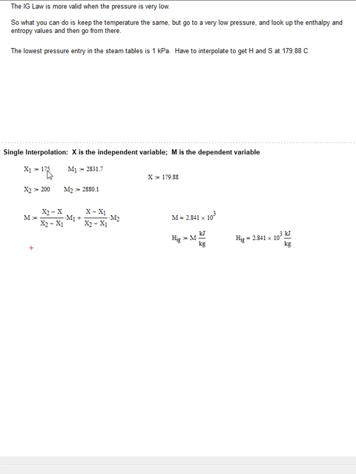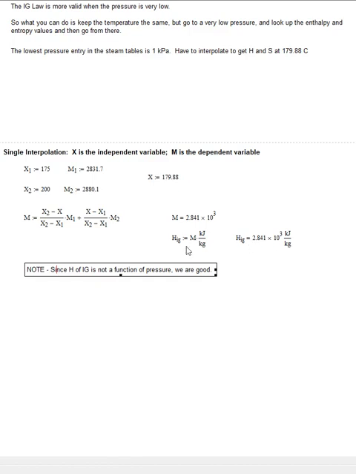So the x coordinate, or independent variable, is temperature, and the enthalpy is the y value. And so the enthalpy of steam at 1 kilopascal and 179.88 degrees C is 2841 kilojoules per kilogram. The thing to realize, remember, is that for an ideal gas, enthalpy is a function of temperature only. All right. So this is the ideal gas enthalpy at our temperature, about 180 degrees C, but at a lower pressure.